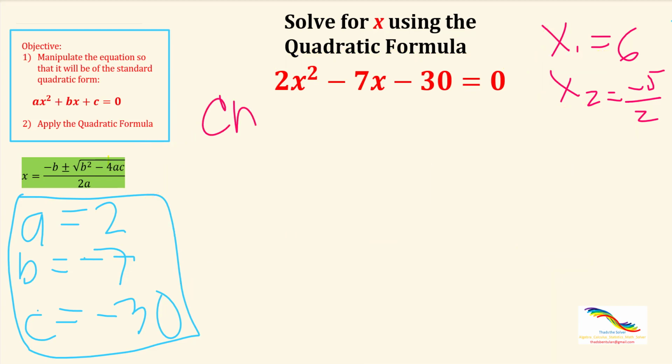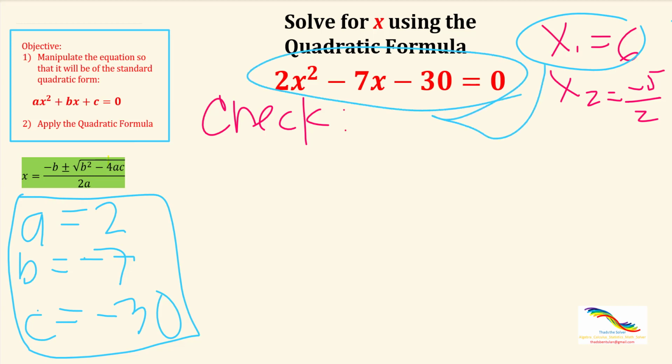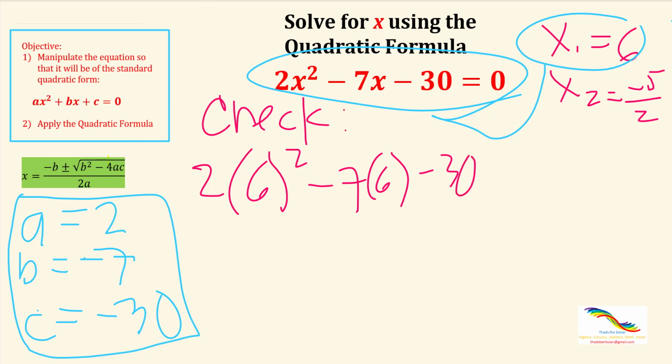Let's proceed. Let's do some checking. We substitute x equals 6. We'll do the first one first, and substitute it into the equation. So what do we have? 2 times 6 squared minus 7 times 6 minus 30, is that equal to 0?